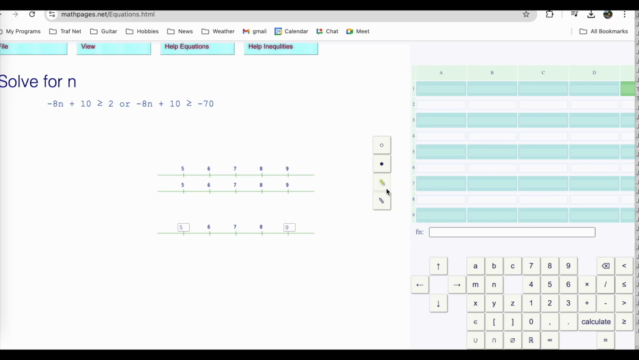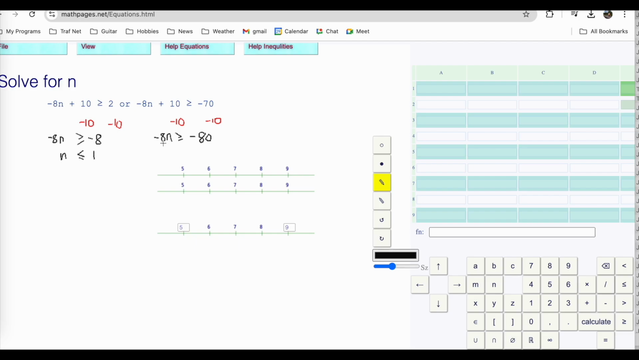Same thing we're going to do here is, I want to get rid of that 10. I'm going to subtract 10 from both sides. Minus 10, minus 10. And that gives us negative 8n is greater than or equal to negative 8. And here we have negative 8n is greater than or equal to negative 80. Divide both sides by negative 8, which is going to flip the direction of this thing. Divide that by negative 8, we get n. Divide this side by negative 8, we get 1. N is less than or equal to 1.